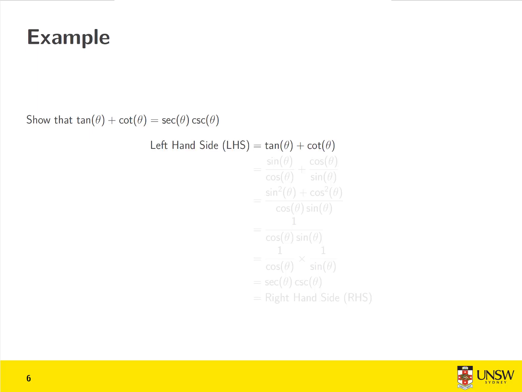Here, we can rewrite tan as sine over cos, and cot as cos over sine. Adding the fractions results in a numerator of sine squared plus cos squared, which we know equals 1. It is now easy to convert the result into the expression on the right-hand side.